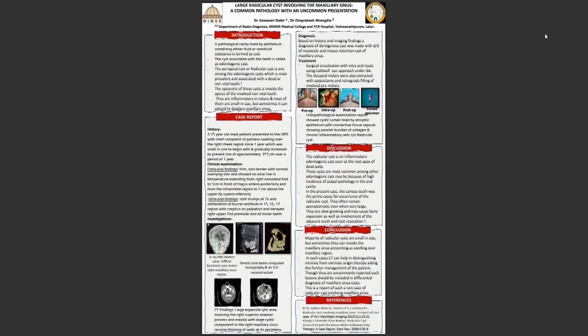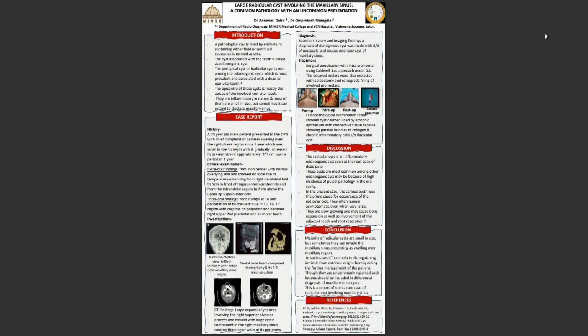These are inflammatory cysts, and most of them are small in size, but sometimes they can become large and they can invade the maxillary sinus. So this is a case where a 25-year-old male presented to the OPD with a chief complaint of painless swelling over the right cheek region. Over a period of 1 year, it gradually increased in size.